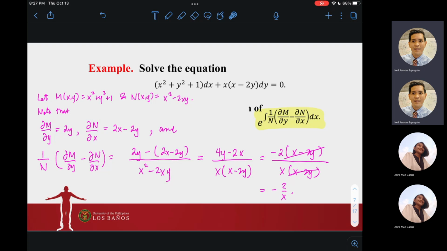Okay, no problem, Zaira. Okay, so chat-chat ka lang dyan. Ano, pag may napansin ka na something na mali.